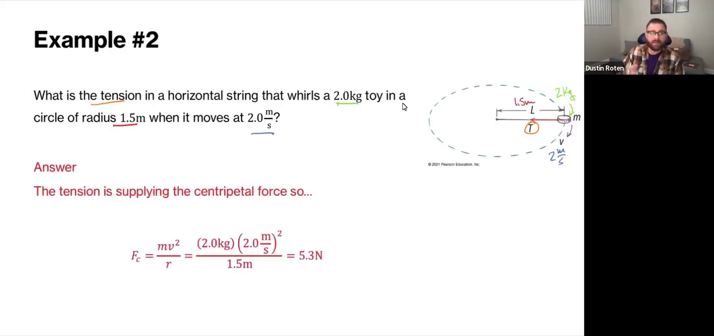So the tension is supplying the centripetal force. So we could literally just write T equals, right? Same thing. Well, we use our centripetal force calculation here. So we have mass times velocity squared divided by r. We know all these values, so it's simply just a plug and chug. And it turns out the tension in this string is 5.3 newtons.